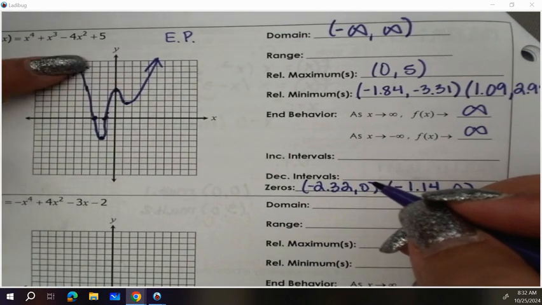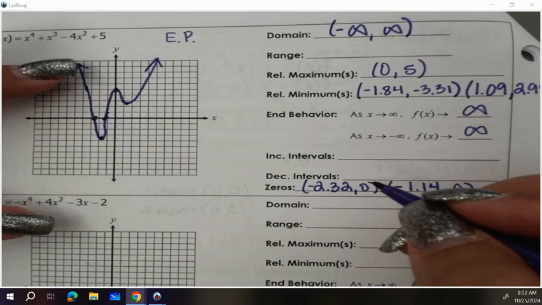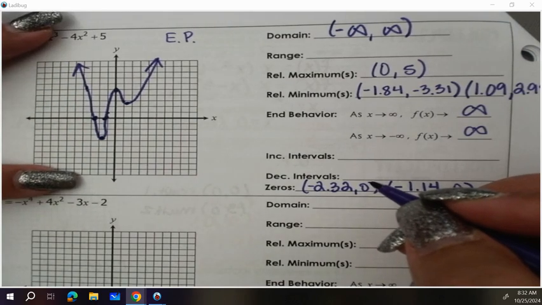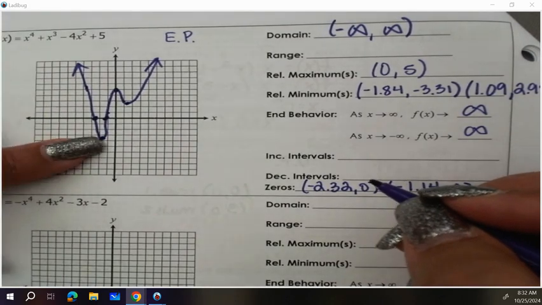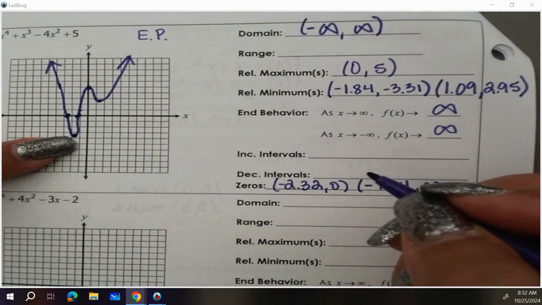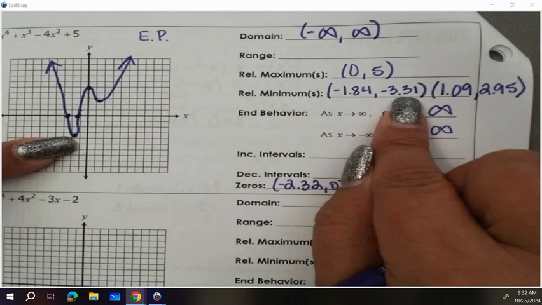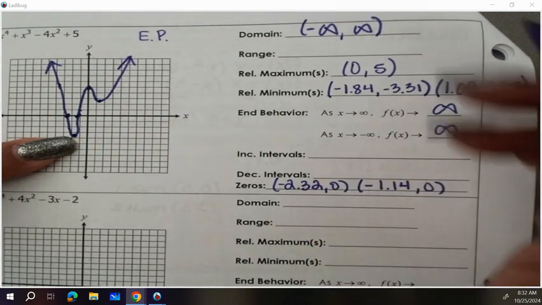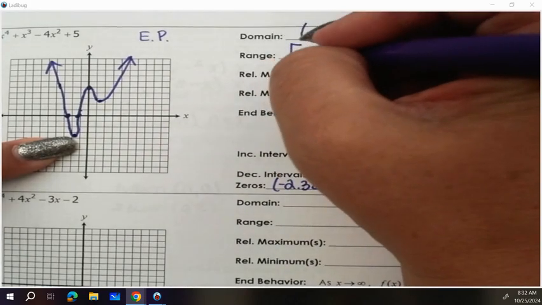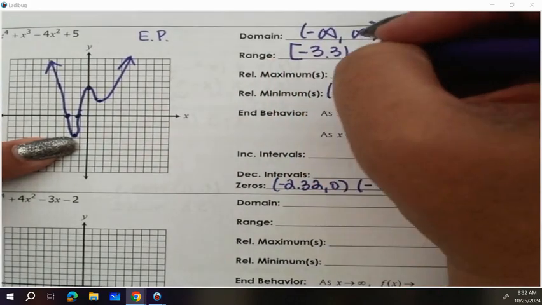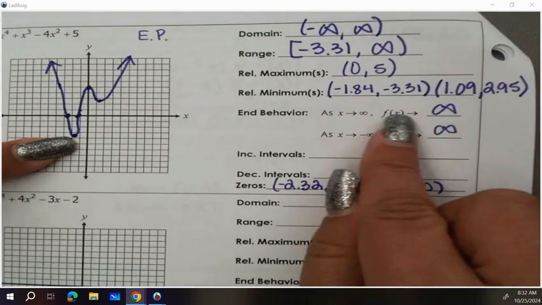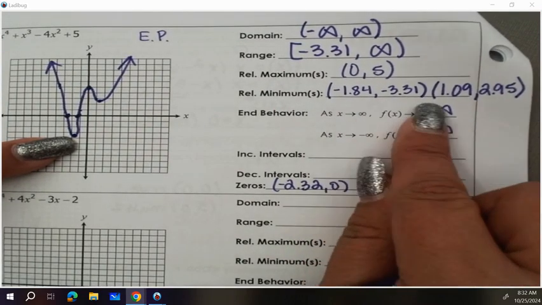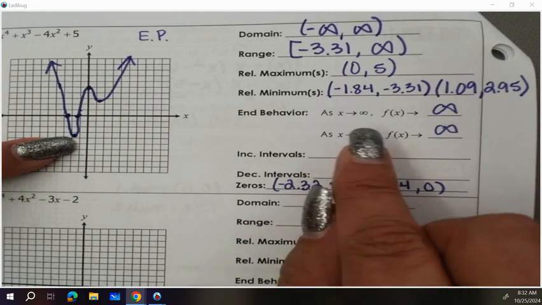Okay, this guy goes up on both ends. So I need the smallest y value up to the biggest y value. Well, the smallest y value is certainly at this minimum right here. And I found it. Okay, it's right here. So negative 3.31 included all the way to positive infinity. These turning points are super important to find because they give us all kinds of information.